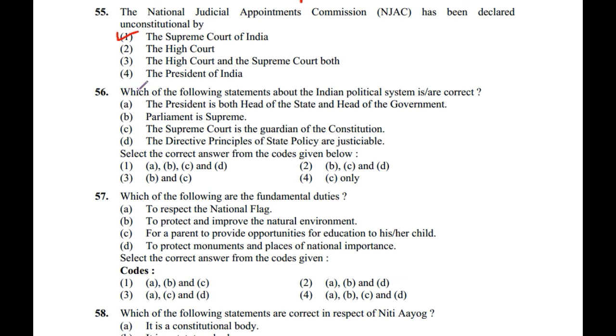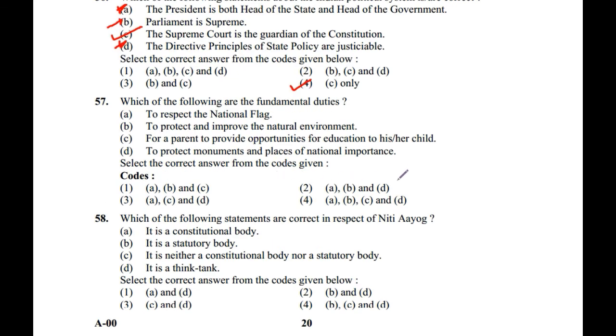Now question number 56. Which of the following statements about the Indian political system are correct? The president is both head of the state and head of the government. So this is not true. Parliament is supreme. This is also not true. The Supreme Court is the guardian of the Constitution. This statement is correct. The directive principles of state policy are justiciable. This is also not true. So only C is correct. The fourth one is the correct answer.